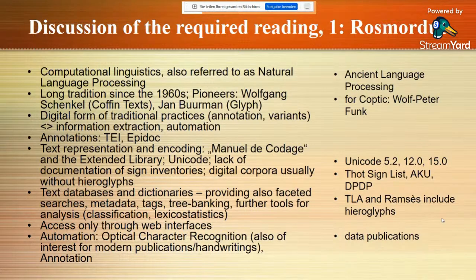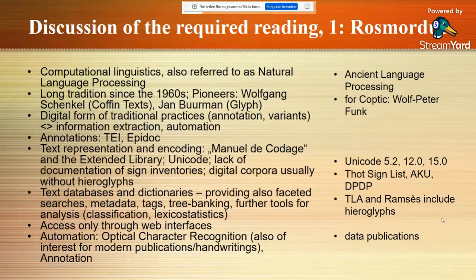And 10 years ago, many things in Unicode, especially when it comes to the encoding of hieroglyphs, had not yet been possible. And now they are. And he also deplores that there is a lack of documentation of the sign inventories on which a Unicode proposal could be based. And that has also changed because we have the Todd sign list now. We have the already mentioned ARCU-PAL project and the Demotic paleographical database project. So we are now creating these resources.